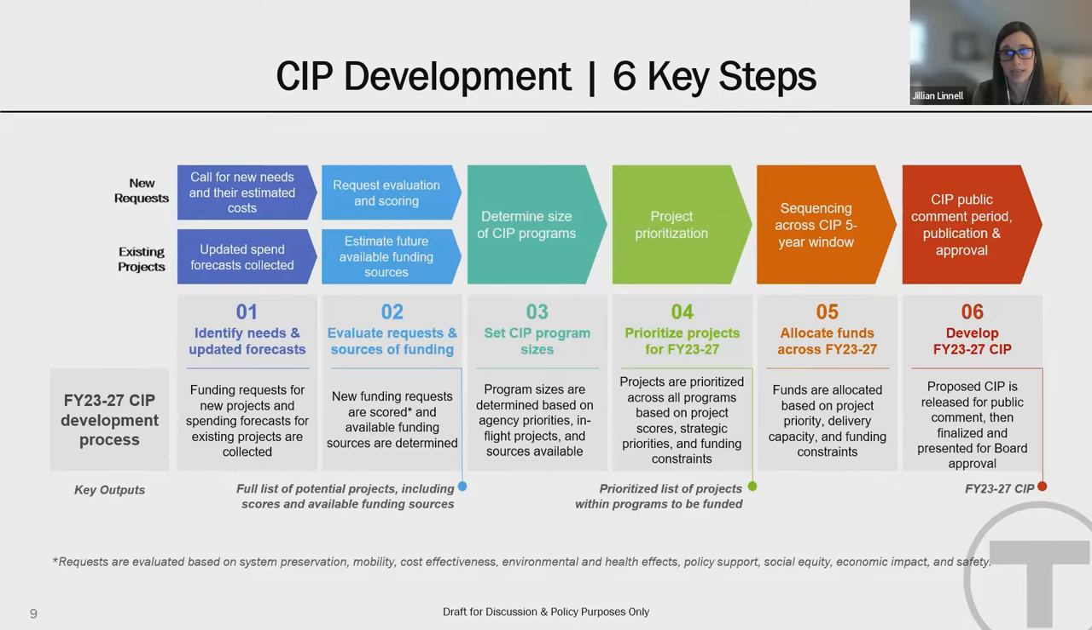The CIP is sorted into distinct programs, and in advance of prioritizing investments, program sizes are set based on agency goals and priorities. Using the results of project scoring, prioritization meetings are held with MBTA leadership to determine project priorities within each of the CIP programs. Projects are then incorporated into the five-year CIP based on priority, agency capacity, and availability of funds. We are here tonight because we are now approaching the final step in the process with the release of the proposed CIP for public comment. Following the public comment period, the plan will be finalized and presented to the full MBTA board for approval.